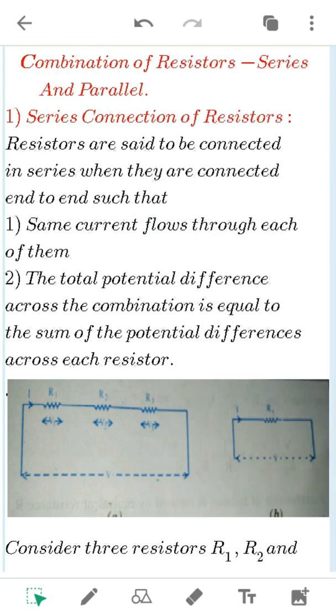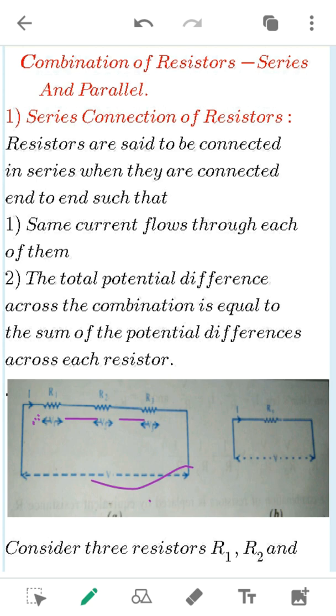So the series combination we'll see. Here in the figure you can see R1, R2, R3. There are three resistors connected to a common potential V, and there is a main current I passing through the combination of the resistors. How we connect the series combination is, the ending of the first resistor is connected to the starting of the second resistor, and it continues till n number of resistors.